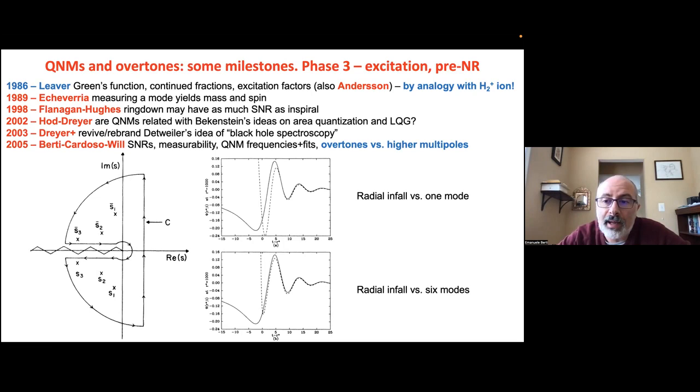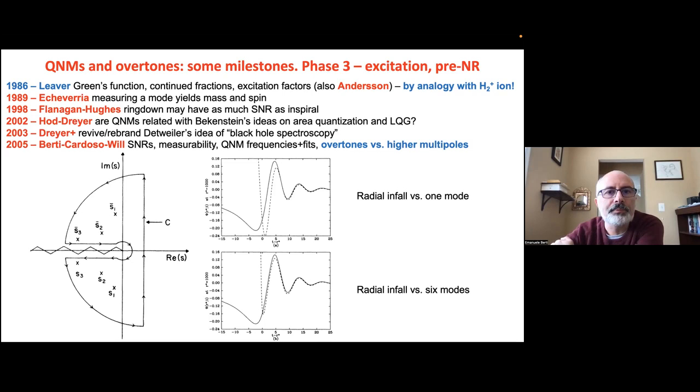And for the longest time, we didn't have the tools to do this because we didn't have numerical relativity. But Leaver's seminal work showed that you can quantify the excitation of the modes by using tools that are borrowed from the theory of ordinary differential equations. In particular, you can use Green's functions to show that the ringdown is going to dominate in an intermediate period of time. And you can use the poles of the Green's function that are pictured here to quantify what are called the excitation factors of the overtones.